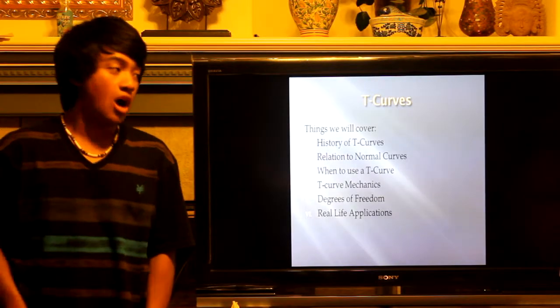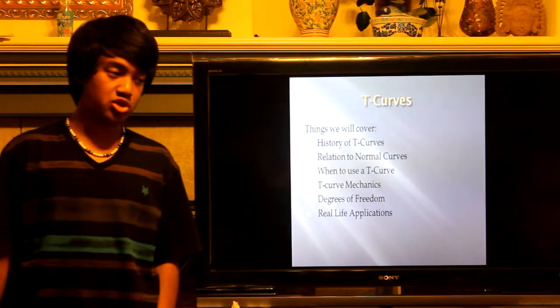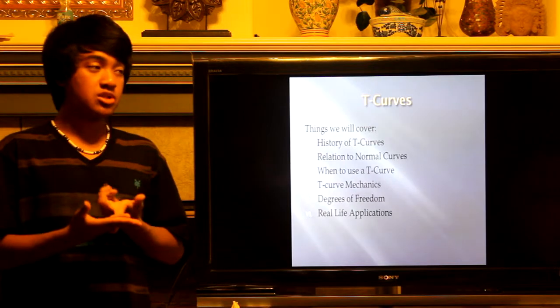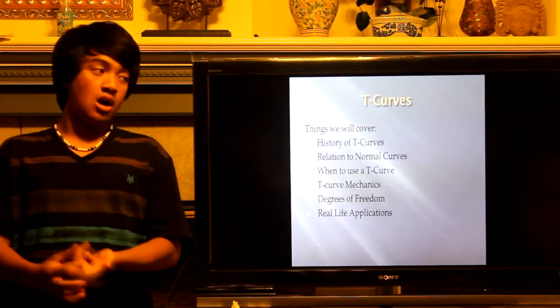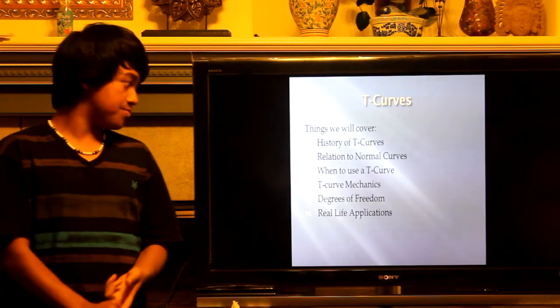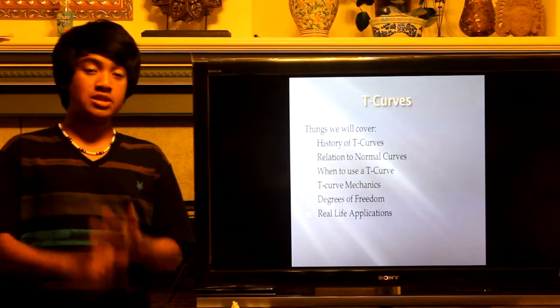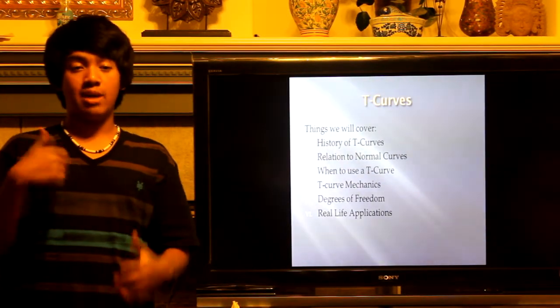We're doing our presentation on Student's t-distribution and its mechanics, basically just t-curves. The topics that we will be going over include the history of t-curves, the relation to normal curves and how they differ from normal curves, when to use a t-curve, t-curve mechanics, going into detail about degrees of freedom, and finally real-life applications.